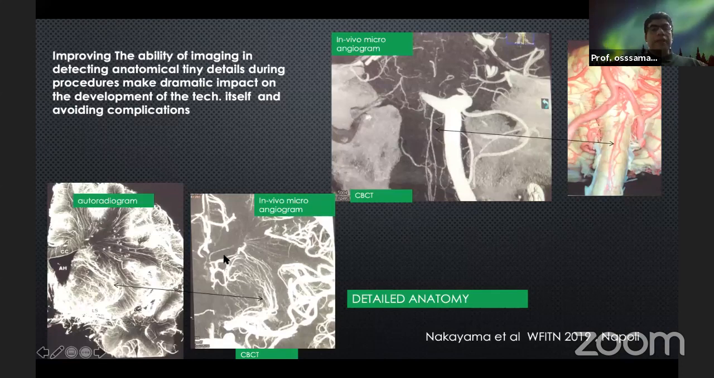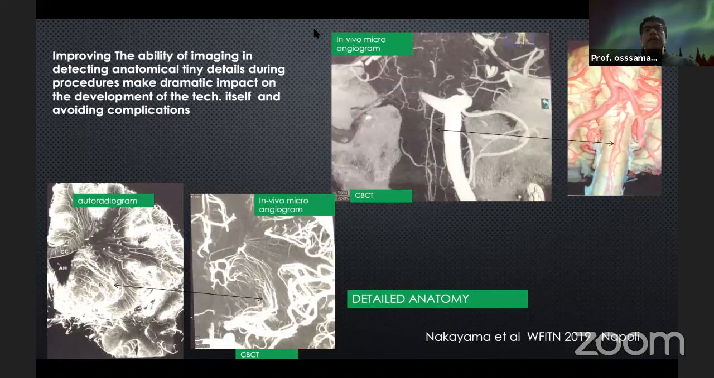Also, they can show the lenticulostriate arteries very clearly. And this is very important when you try to put a stent for intracranial stenting, to avoid the atheroma pushing on one of these small vessels and causing a small stroke.